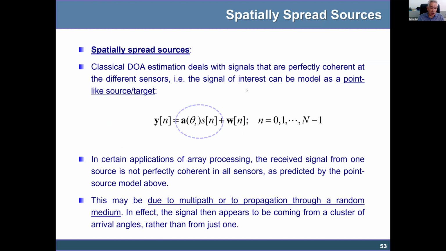How can we model the fact that the source is not point light, or the propagation medium is not ideal, and it introduces some decorrelation between the sensors, so spatial decorrelation? So how can we change this ideal model that we derived?